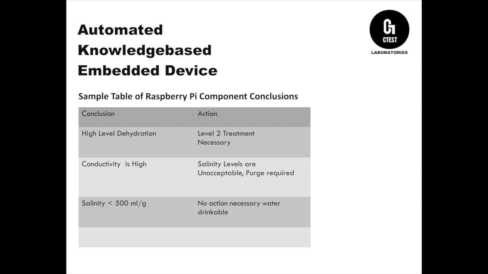If, after taking measurements and doing some reasoning, it concludes that conductivity is high, and say we're measuring in an aqueous substance, the salinity levels are unacceptable, and a certain kind of purge is necessary for the equipment that we have. And in this last example, salinity is, let's say, less than 500. We're fine and no action is taken.